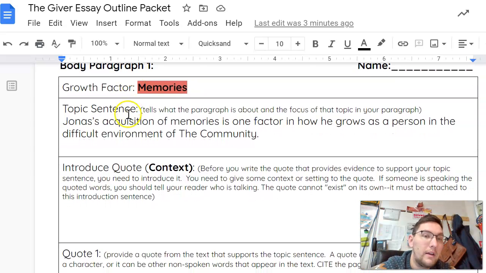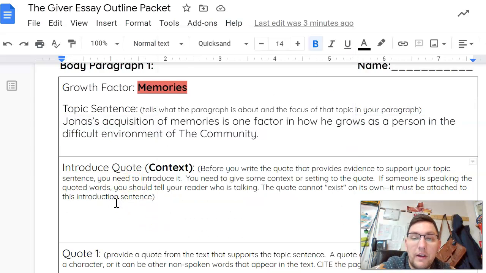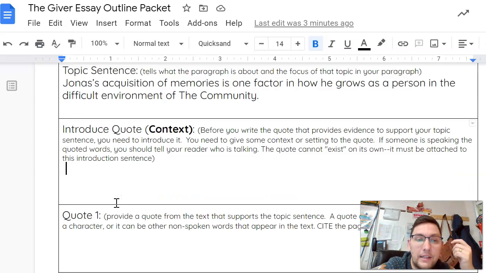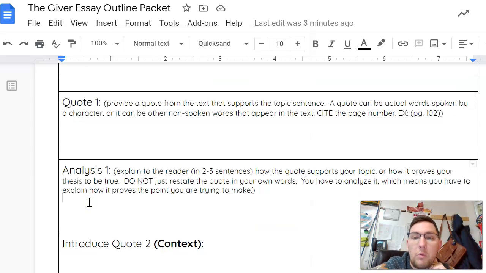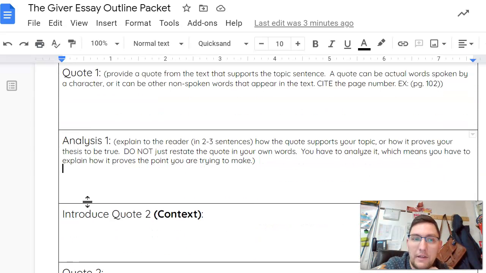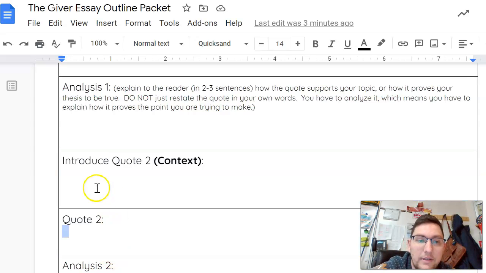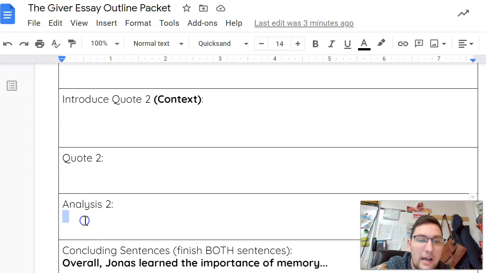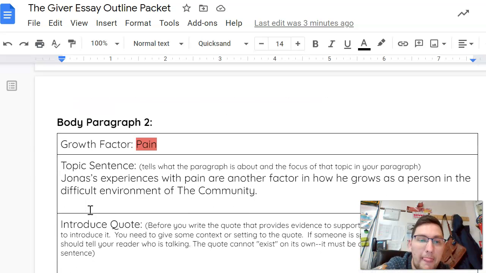So let's review. You've got your topic sentence already. Then introduce the quote. Whatever evidence you found already, you're going to introduce it now. Provide some context. Tell me what's happening in the scene. Then you'll include the quote with the page number, and then you'll analyze. This quote shows me that Jonas has grown because, and then you'll explain yourself. That's what analysis is. And then you'll repeat the same step again with another piece of evidence with context and an analysis. And then you'll include your concluding sentence. And you're done with paragraph 2, or body paragraph 1.